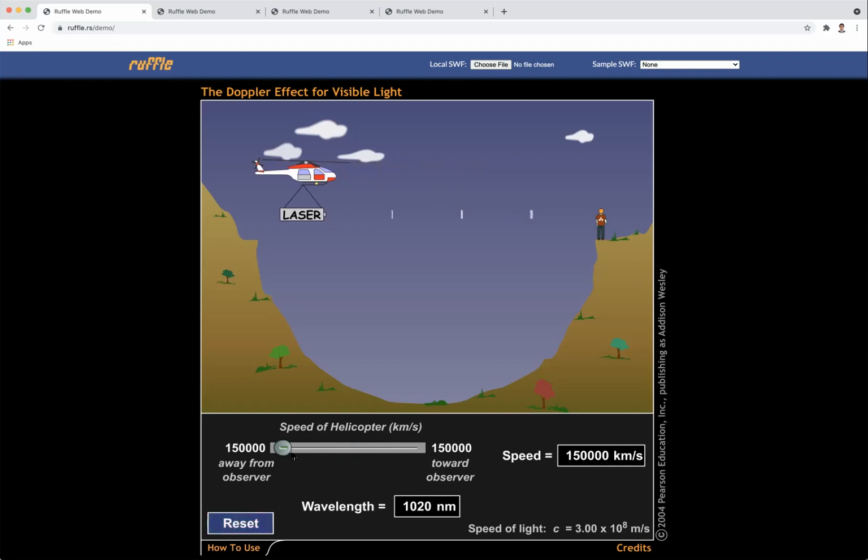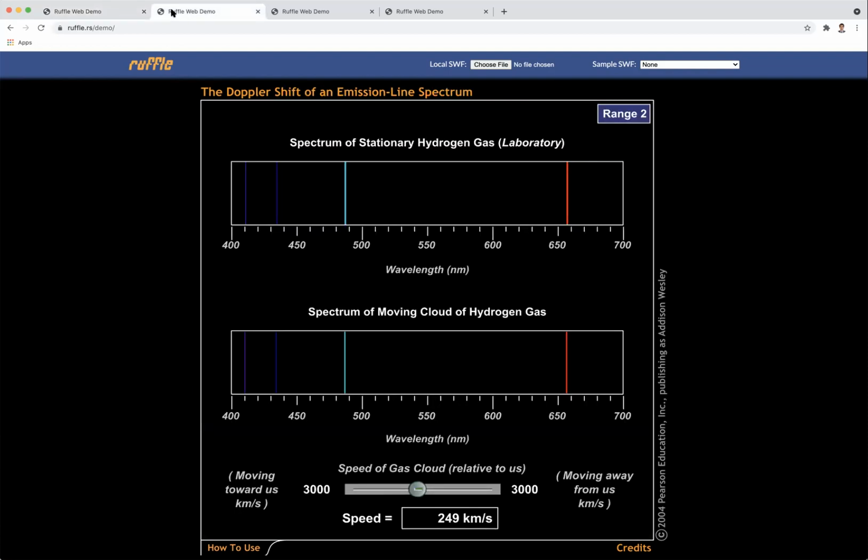Backwards, very high velocity towards. So we can play with these and get yourself familiar with them.